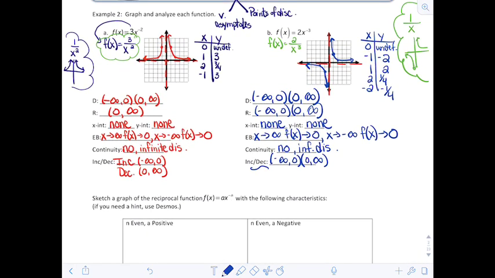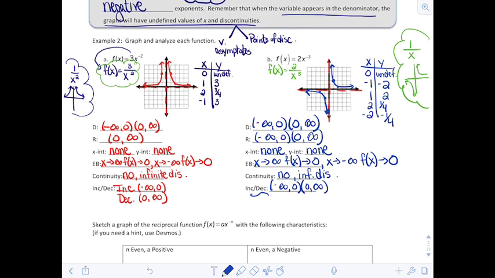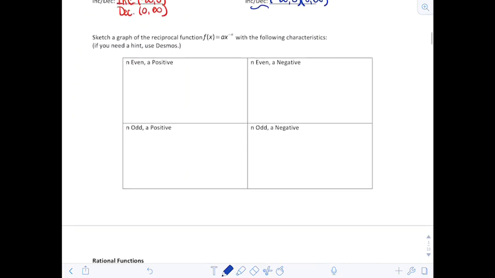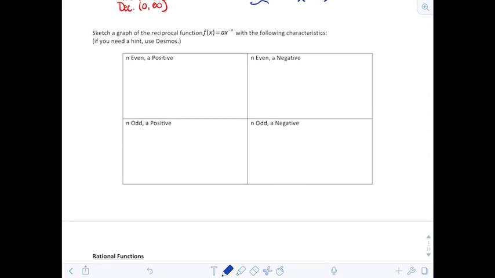Okay. So now we're going to take those two examples and characterize the graphs of these reciprocal functions like we did on the first page with our power functions. So we're going to sketch a graph of reciprocal functions with the following characteristics. So we have a times x to the -n, and once again, just as a reminder, that's just like a over x to the n. Now, if you have Desmos and you're familiar with Desmos, that's another great way to practice graphing these.